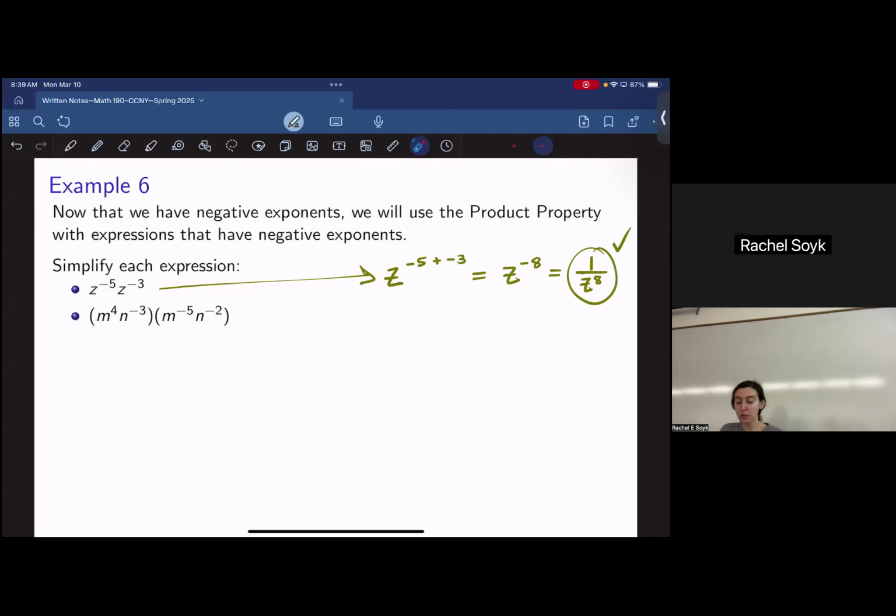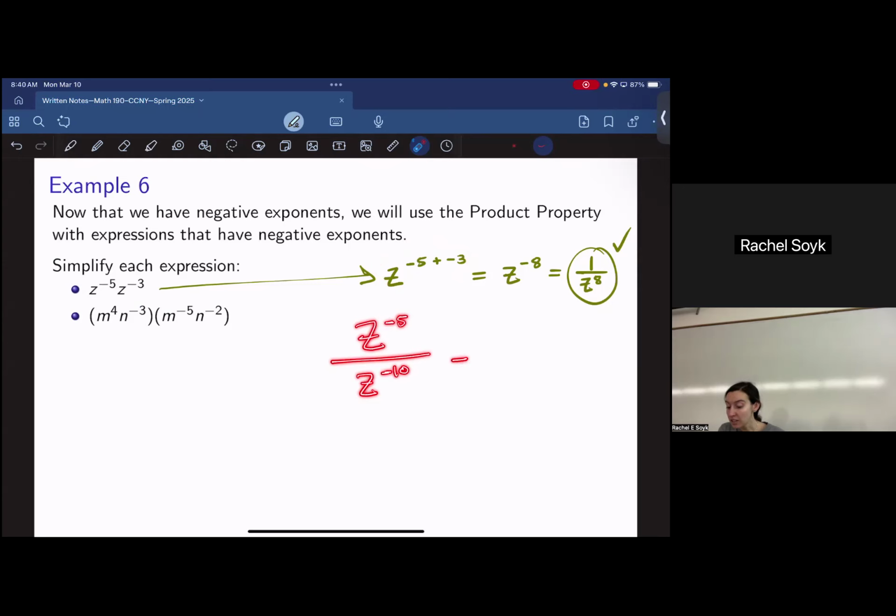I think that's personally easier than if I put these both into fractions first. I mean, in this case, the other way is pretty similar in the number of steps. But the cool thing about doing product property first here is what if we were dealing with division, for instance, and we had z to the -5 divided by z to the -10.